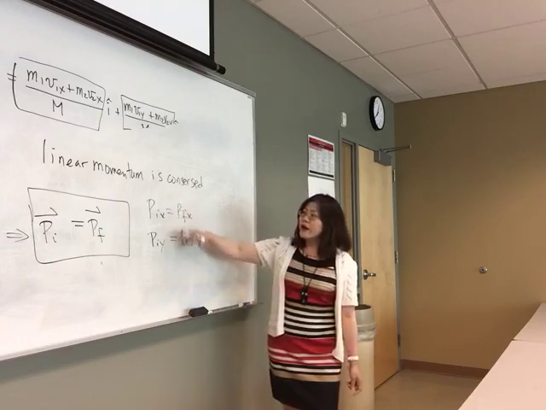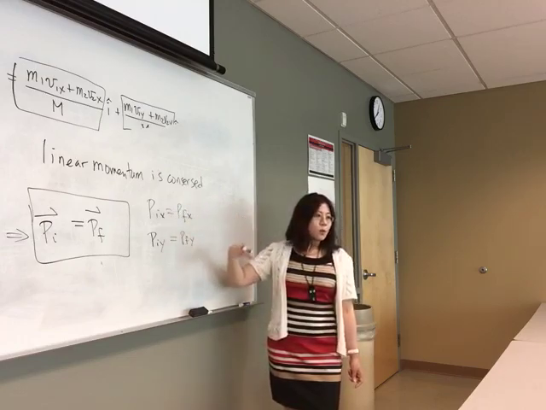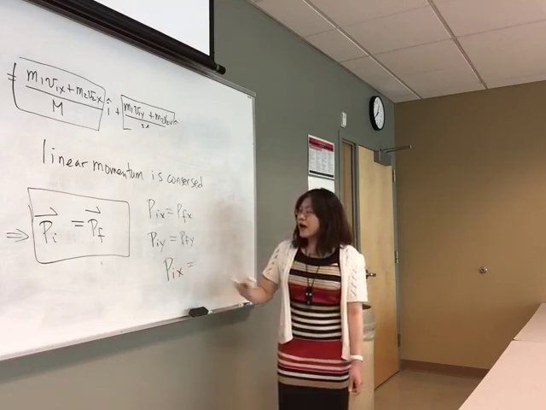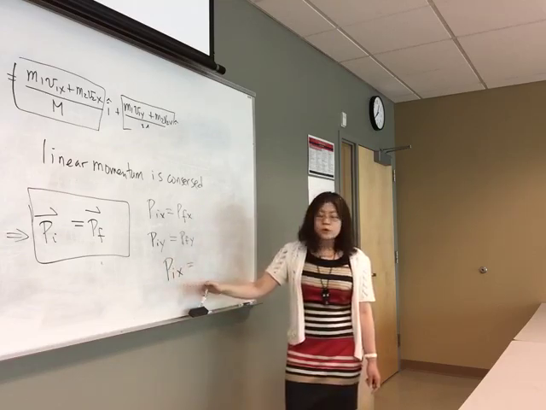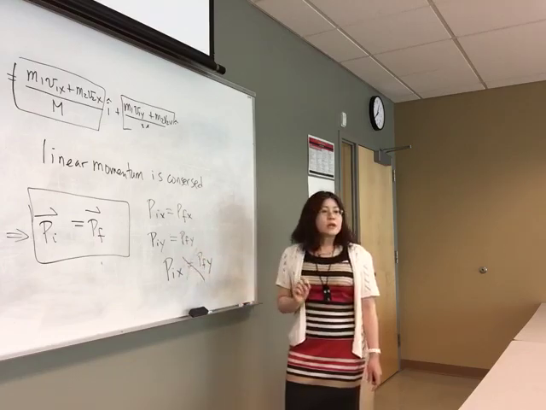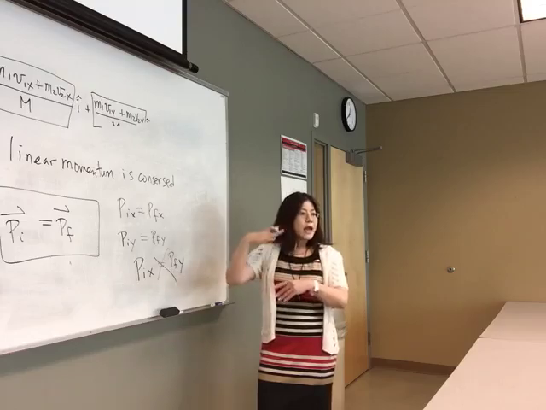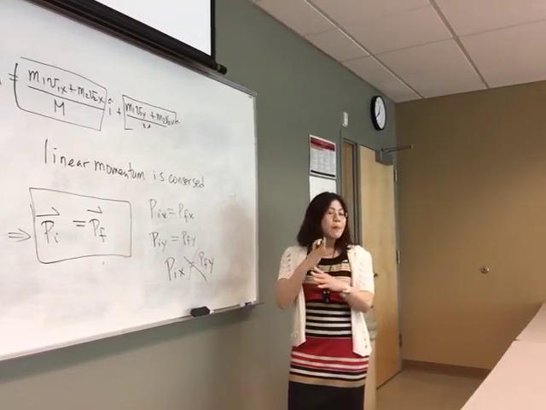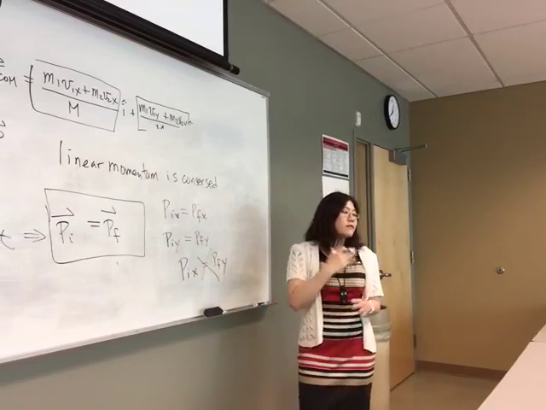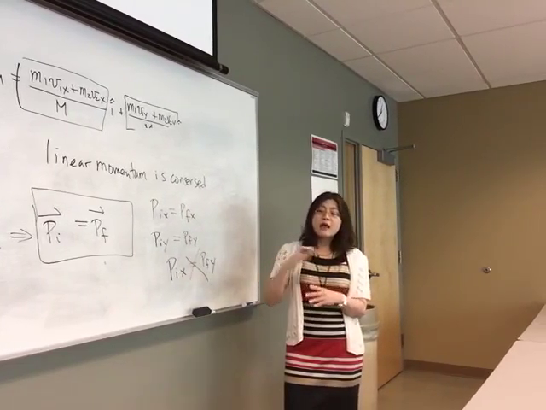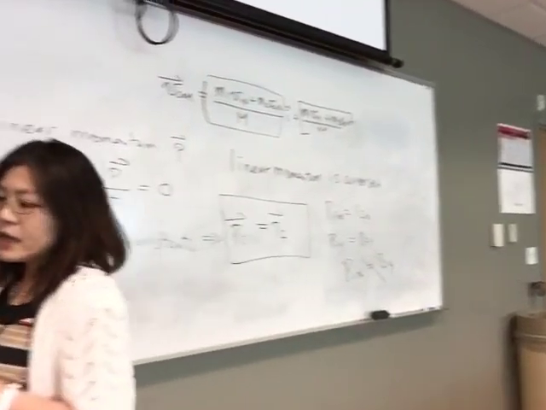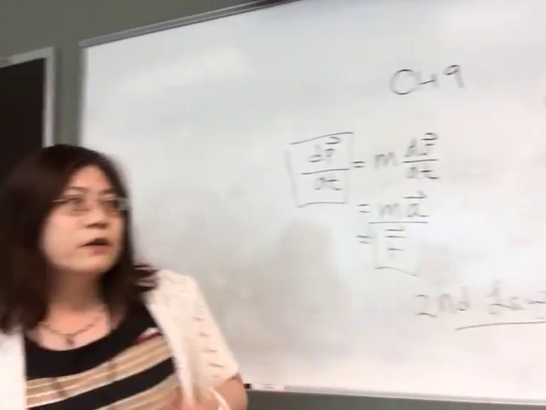So you can see that they are separated into x and y. You do not say that the initial linear momentum in the horizontal is equal to the final linear momentum in the vertical. It's a big no-no. You have to separate into the x and the y because they are perpendicular to each other. They don't mix, just like projectile motion. The horizontal and the vertical are separated. Any questions so far?